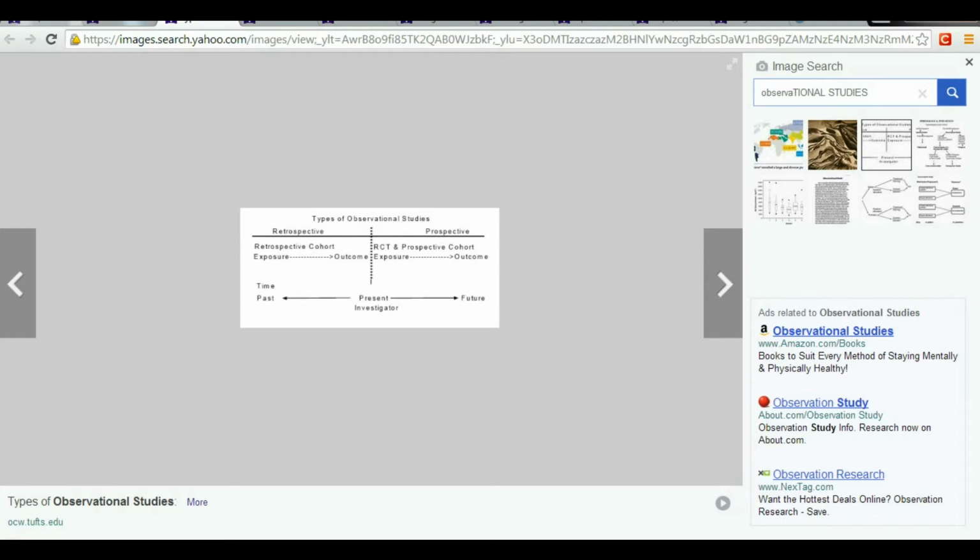Okay, so there are two types of studies. There's retrospective, and retrospective studies look in the past. So our smoking example is an example of a retrospective study. People who smoked tend to get lung cancer. So what we can do with that is make an association, but we cannot say that smoking causes lung cancer. Okay, prospective studies, on the other hand, look into the future.